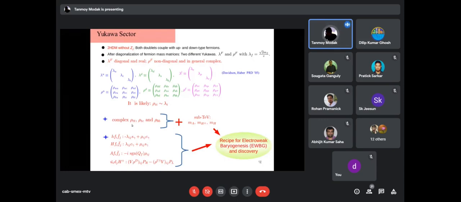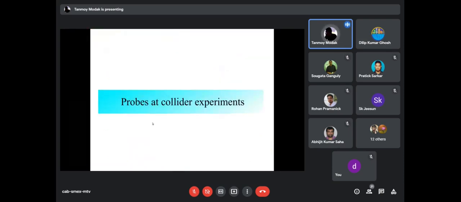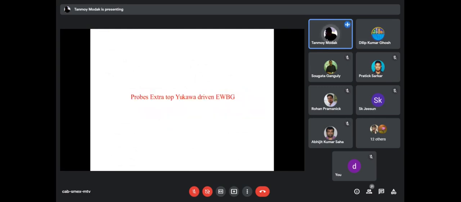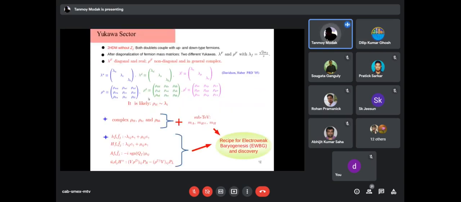You can have a look at these couplings and try to understand which couplings I will use. You can easily see that rho TT, rho TC, and rho BB are the couplings, and discovery will be possible with them. How? In the next few slides, I will discuss probes at collider experiments. First I'll discuss our topic called electroweak baryogenesis and correspondingly their probes, that is rho TT and rho TC first, and then I'll talk about rho BB. Okay.